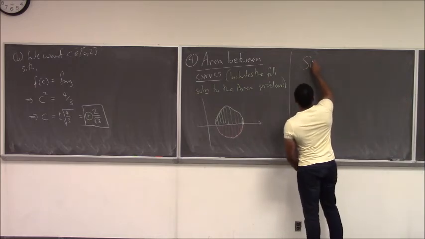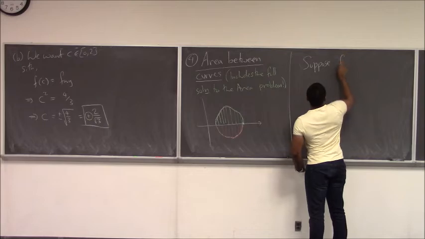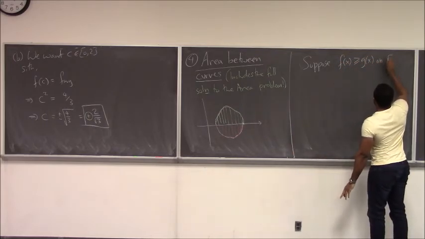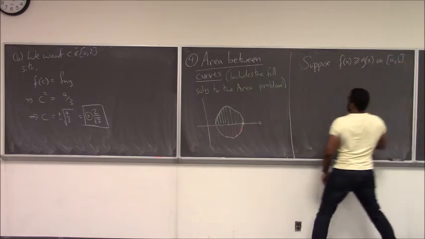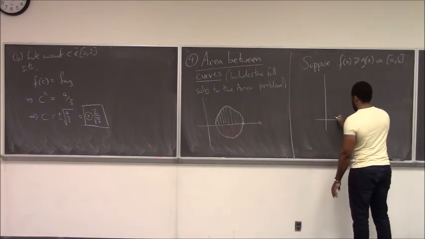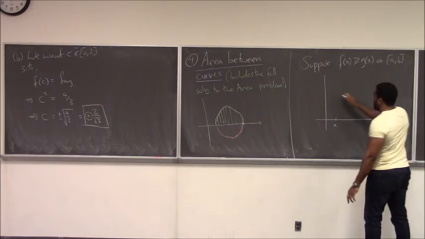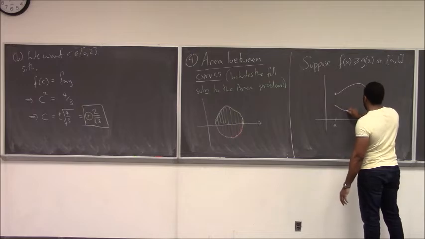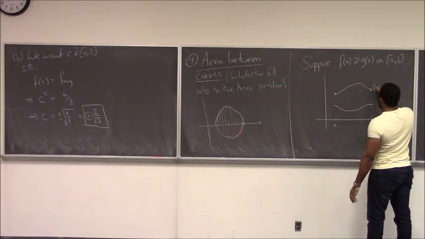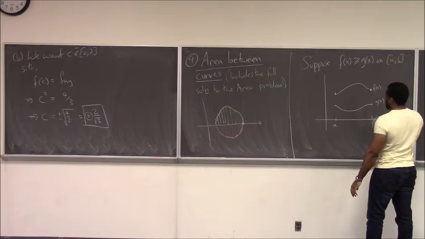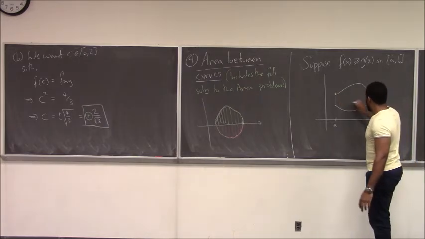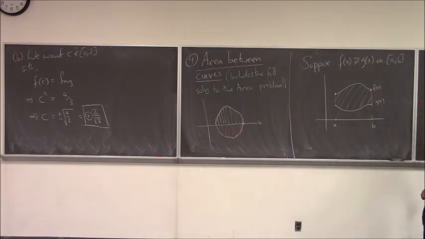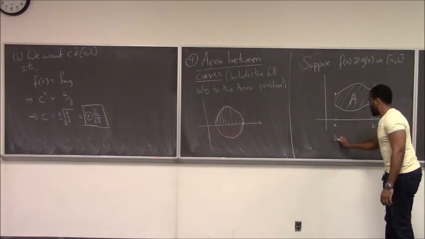So now suppose that our f of x is greater than g of x on some interval a, b. So here's a, here's b, here's my f of x doing this thing, and here's my g of x doing its thing. So this is f of x, and this is g of x. Now we want the area between these two curves. What is it?